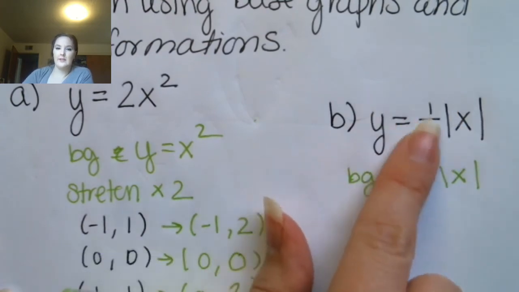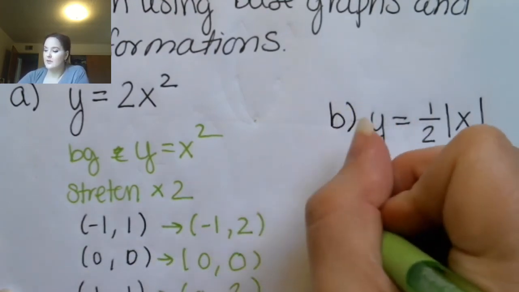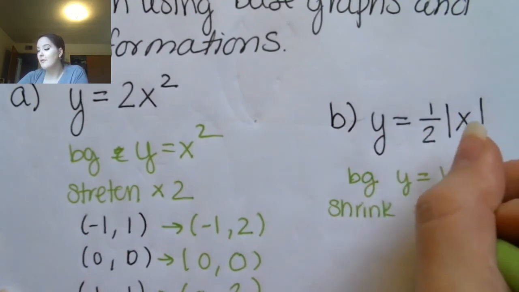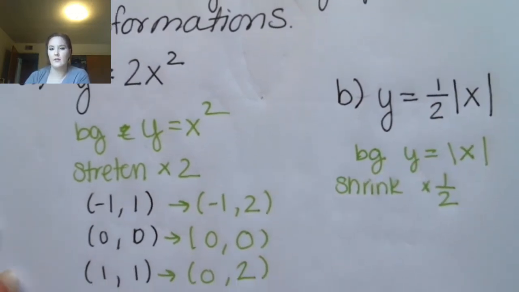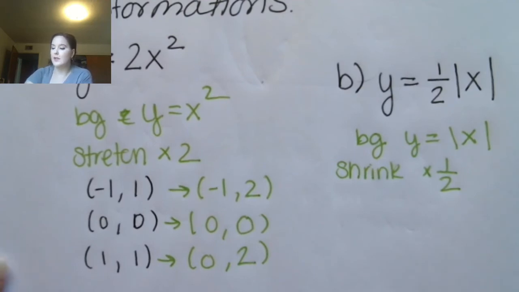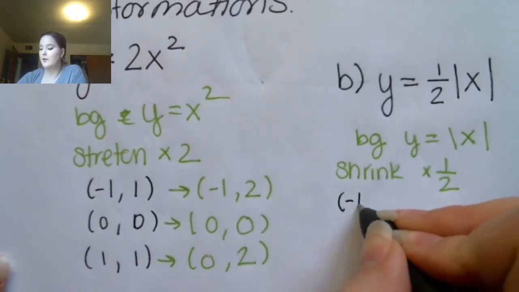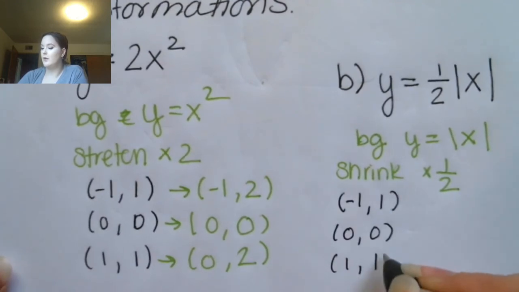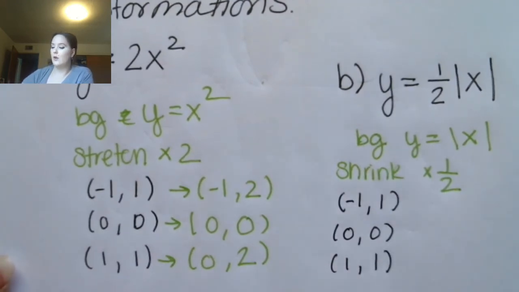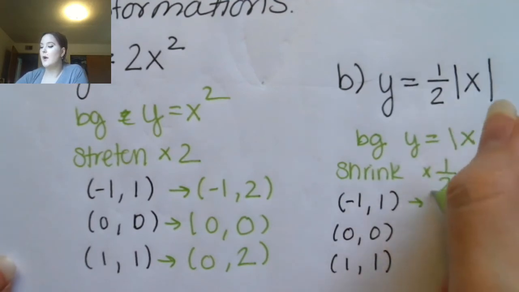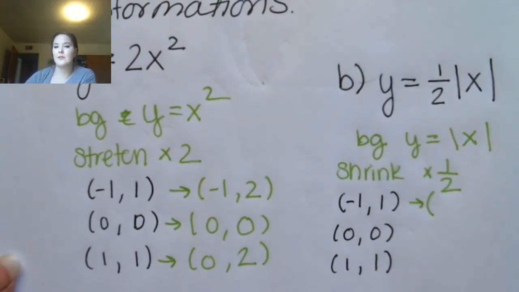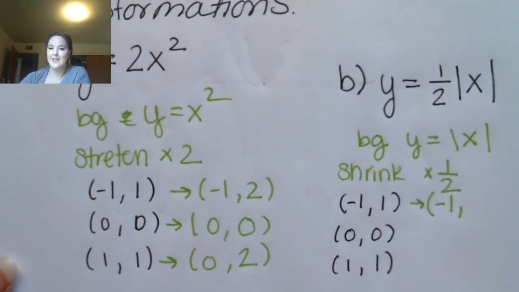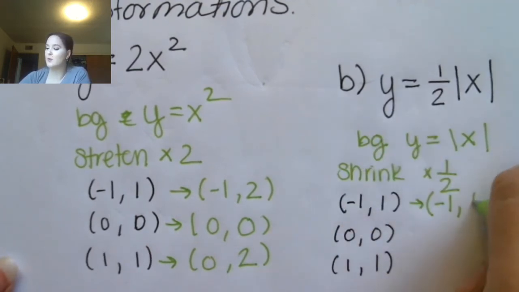Okay, and I see this times 1/2, so this is going to shrink it to 1/2 its size. So I'm going to start with my key points, which were -1, 1, 0, 0, and 1, 1. I'm going to affect all of my y coordinates and make them half as much. So my x coordinate's exactly the same. My y coordinate is half. 1/2 times 1 is 1/2.